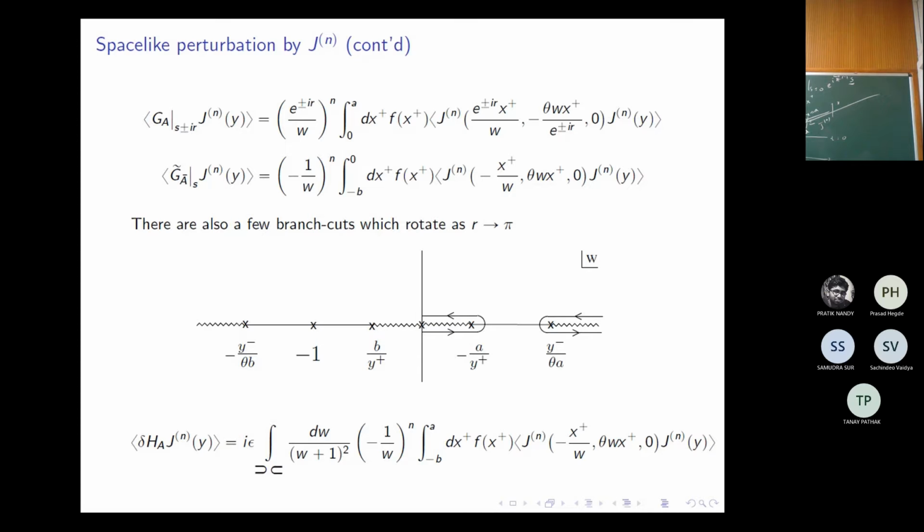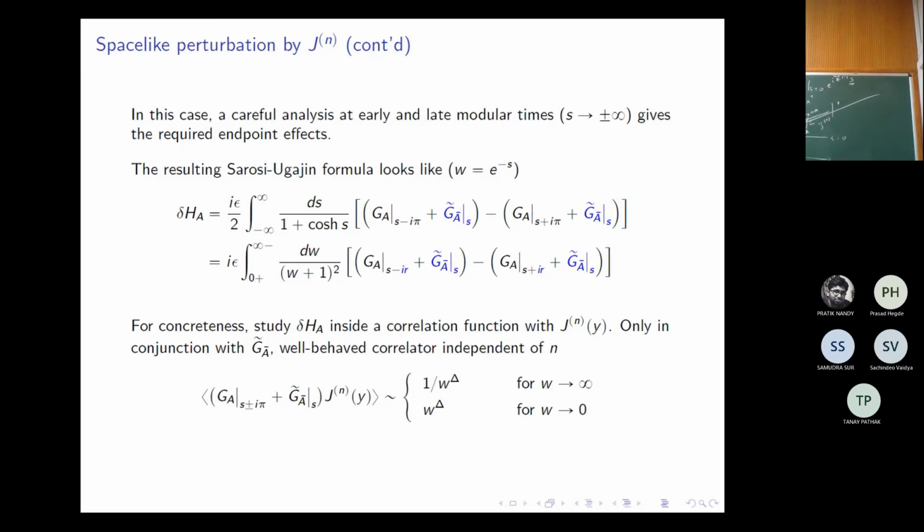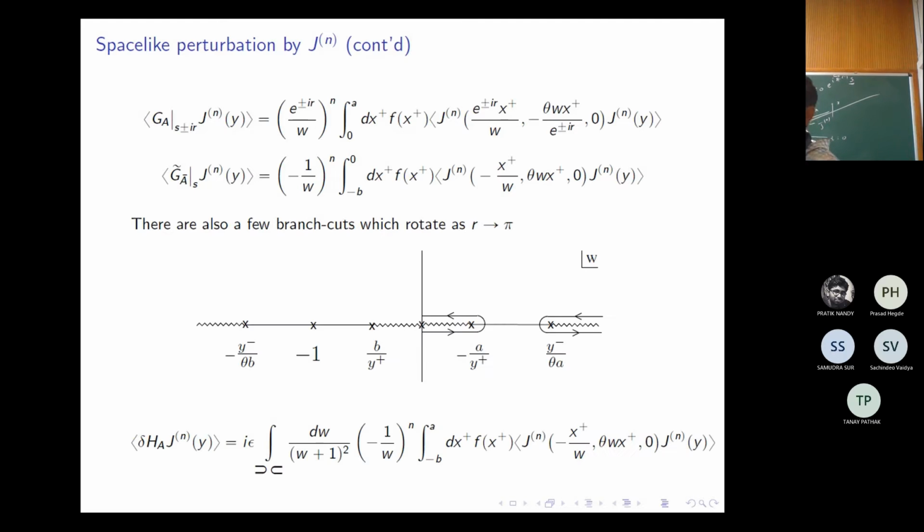So the branch cuts will be weirdly placed for some general value of R. But as R goes to pi, which is finally the answer we want to get to, the location of the branch cuts will be like this generically. So you will have one pole at -1 in the W plane coming from the 1 divided by 1 plus cosh S term. And then there will be some theta, B, and A dependent branch cuts.